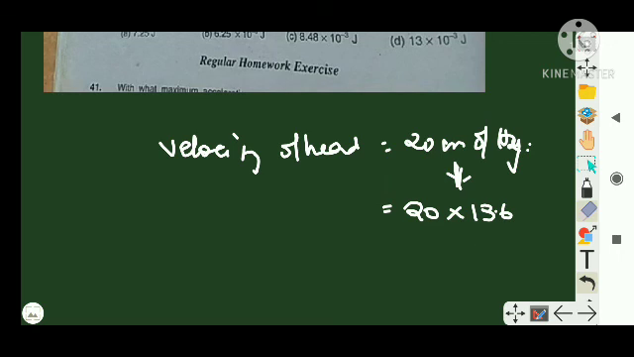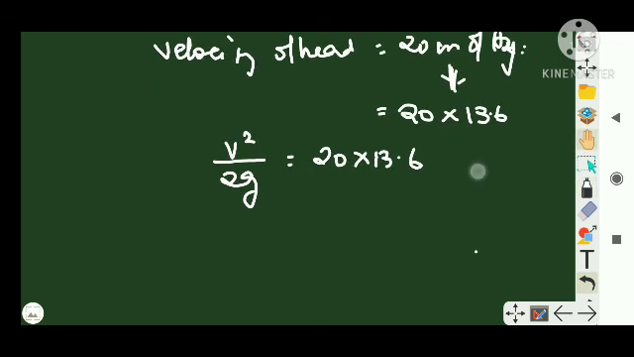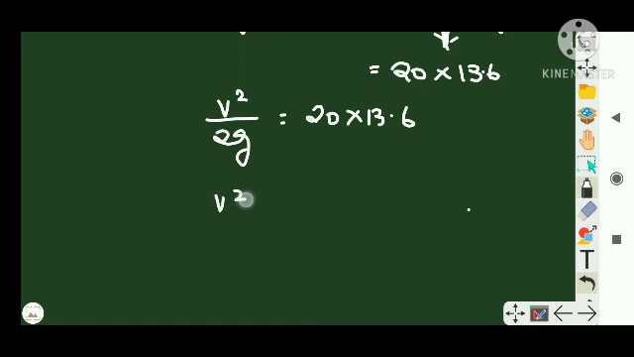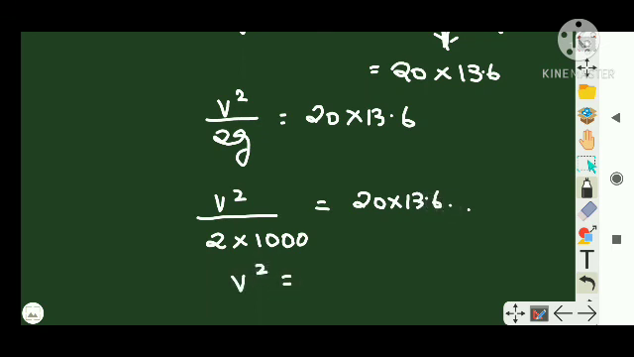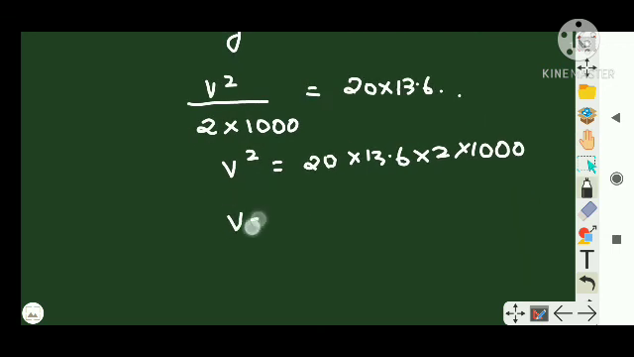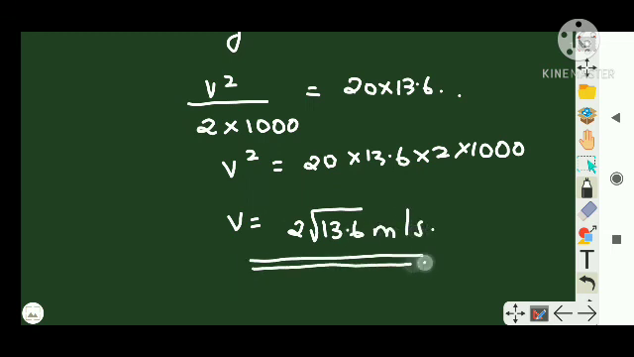This much clear? Now what do you mean by velocity head? It is v squared by 2g, that is equal to 20 into 13.6 of water. That is what is given in the question. Now v squared divided by 2 into g, I am going to convert into centimeter, so g becomes 1000 centimeter per second square, that is equal to 20 into 13.6, right? Now from here I can write v squared is equal to 20 into 13.6 into 2 into 1000, right? From here you can find v's value is equal to 2 into 13.6 meter per second. Clear?